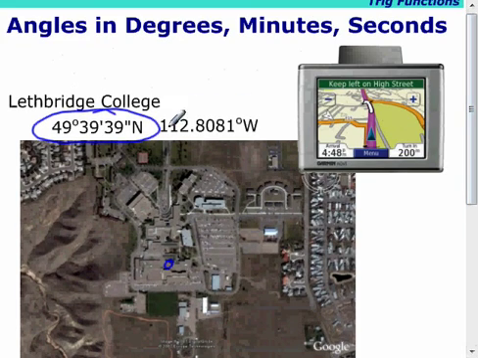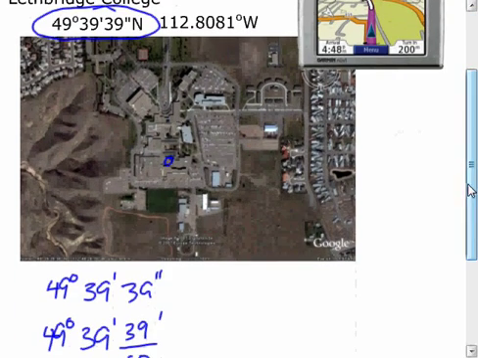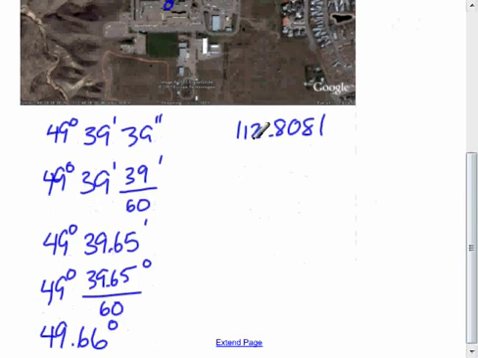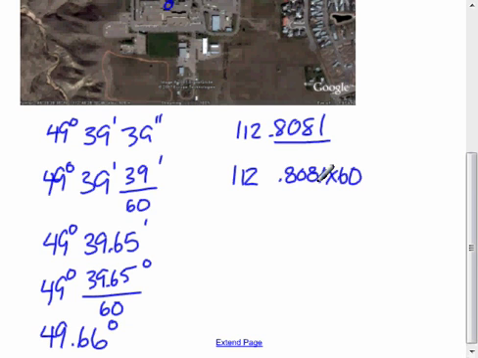Similarly, if I wanted to take this decimal degree and change it to degrees, minutes, seconds, here's my decimal degree. To convert that into degrees, minutes, seconds, I just take this decimal portion and multiply it by 60. So I'm going to take the 0.8081 times 60, and that'll give me how many minutes there are. 0.8081 times 60 gives me 48.486.